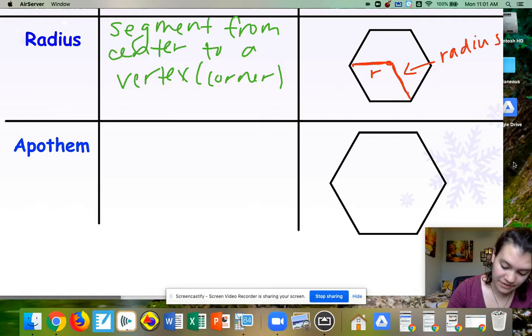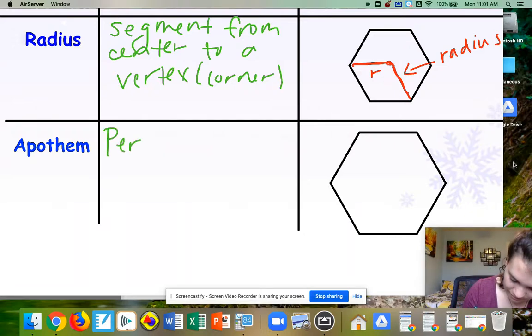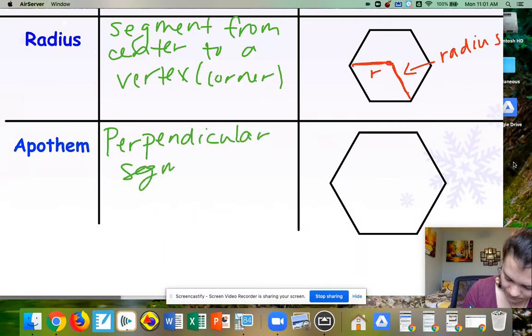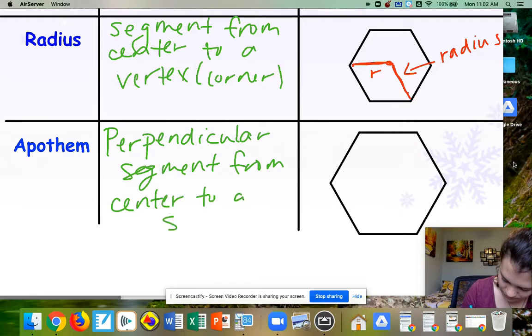And then apothem is a very similar idea. You're coming from the center, but you want to come perpendicular down on the side. So this is a perpendicular segment from the center to a side. And this perpendicular is really important.